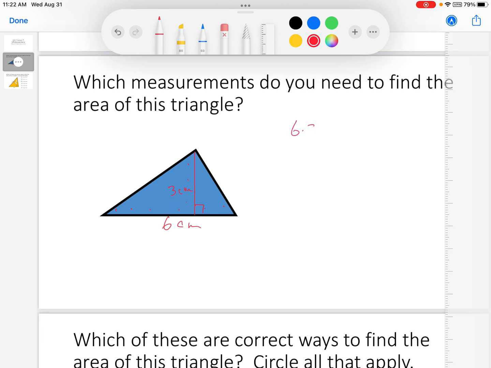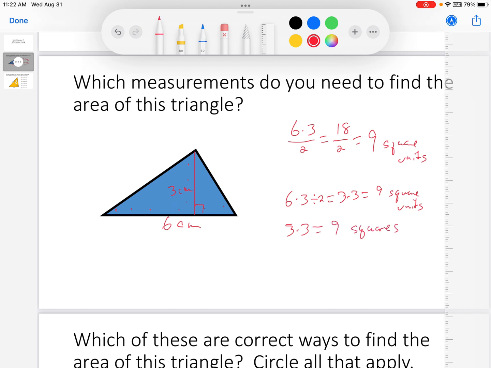So the area of this triangle is going to be 6 times 3 divided by 2. 6 times 3 is 18. 18 divided by 2 is 9. So it is 9 square units. Now we can do that differently. We could do 6 times 3 divided by 2: 6 divided by 2 is 3, times 3 is 9 square units. That works just as well. Or we could do 3 times 3, which is 9 square units.